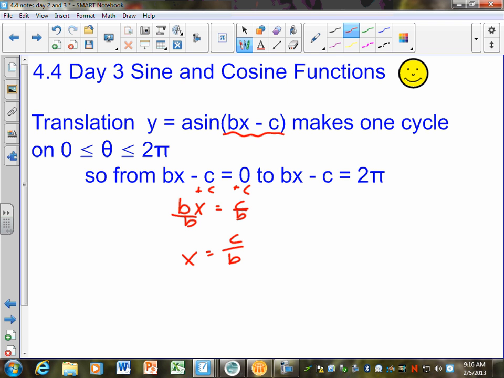I can do the same thing over here. If I add c, can I add 2 pi plus c, make it 2 pi c? No, I don't know what c is, so I would write that as bx equals c plus 2 pi. And then I'm going to divide each thing by b, just so it matches up over there. And I get that x equals c over b plus 2 pi over b.